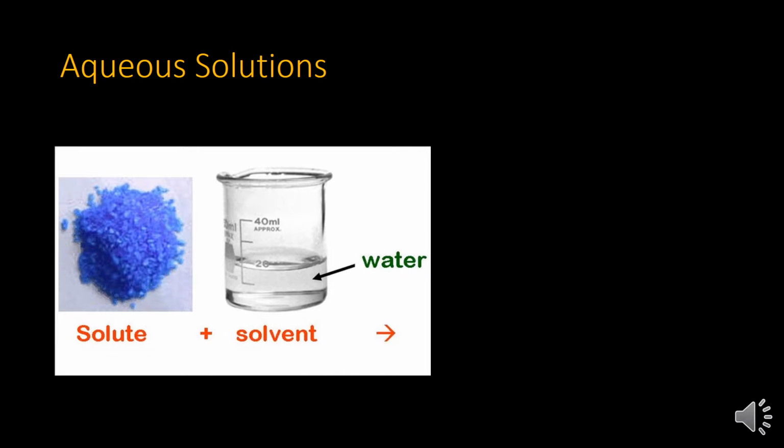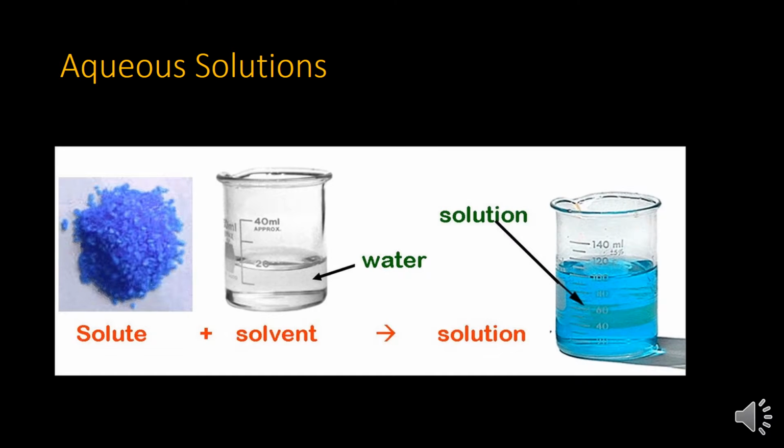Aqueous solutions, by definition, contain both a solute and a solvent. And aqueous means we dissolve it in water, the universal solvent. When we mix a solute and a solvent together, we end up with a solution. And the AQ describes the fact that we have a solution, a homogeneous mixture.